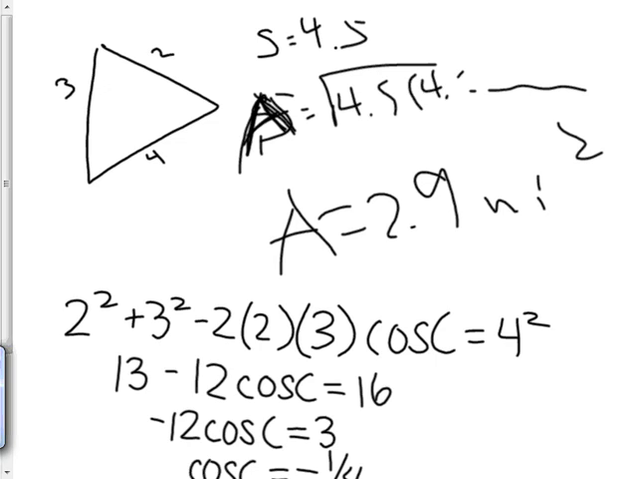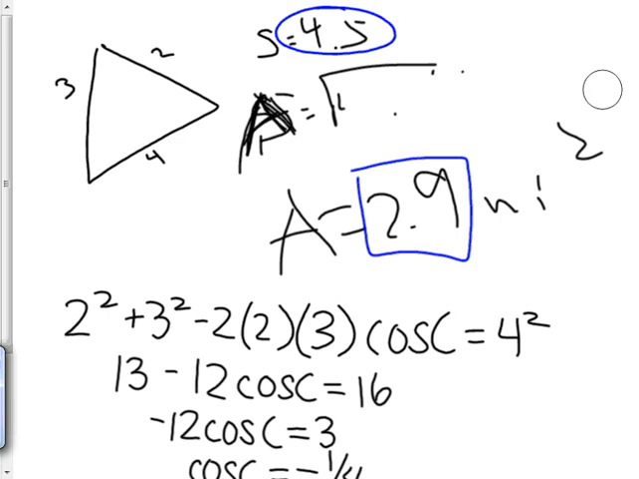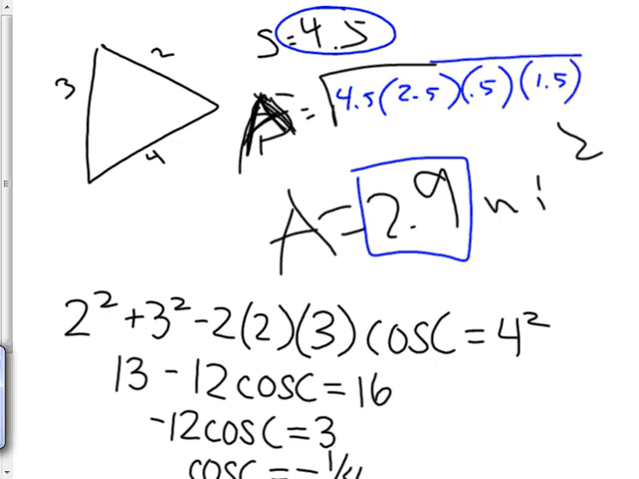One came out with 2.9, and it's hard to read, but at least I can see it's a 4.5 semi-perimeter. In the middle it gets a little shaky, so I'm going to clarify this part. 4.5, it doesn't take that long. And then the 4.5 minus the 2, which would be 2.5. And then the 4.5 minus the 4, which would be 0.5. And then the 4.5 minus the 3, which would be 1.5. And you multiply them all out and take the square root, and you get 2.9. Raise your hand if you had that one right.